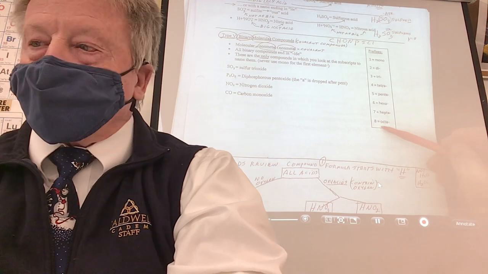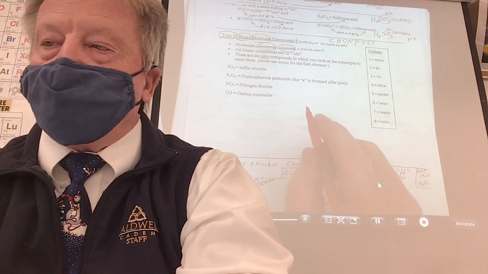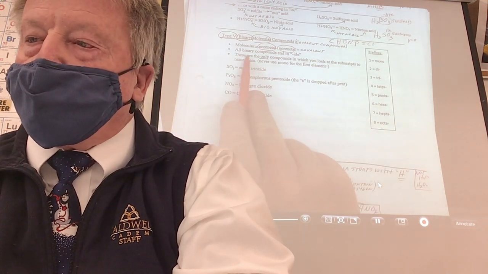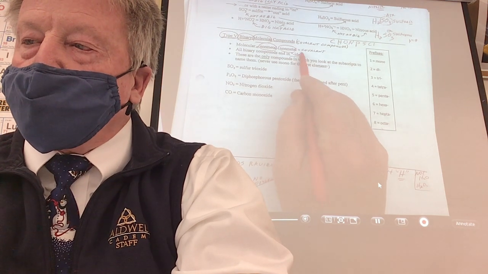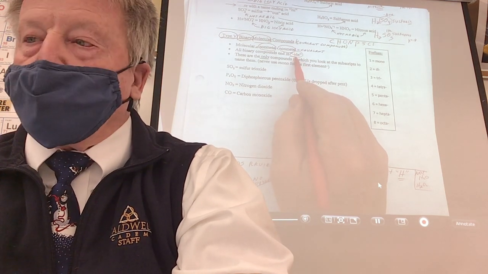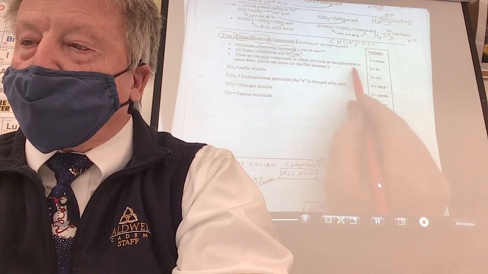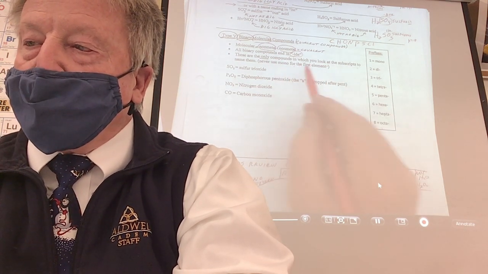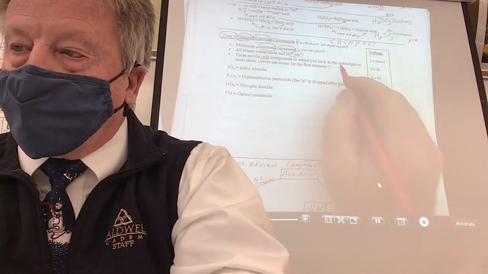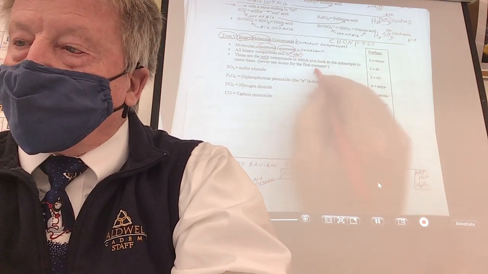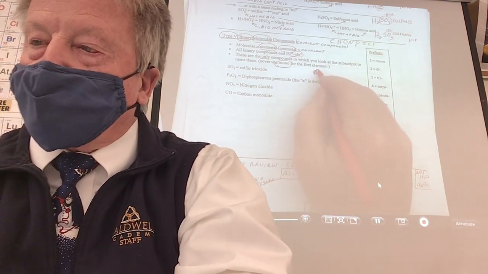Now, here we go. Chemists are real people, and it says here, all binary compounds still have to end in what? IDE, and these are the only compounds where you actually look at the subscripts to name them, and you don't use mono for the first element. So don't use mono for the first element. So here we go.